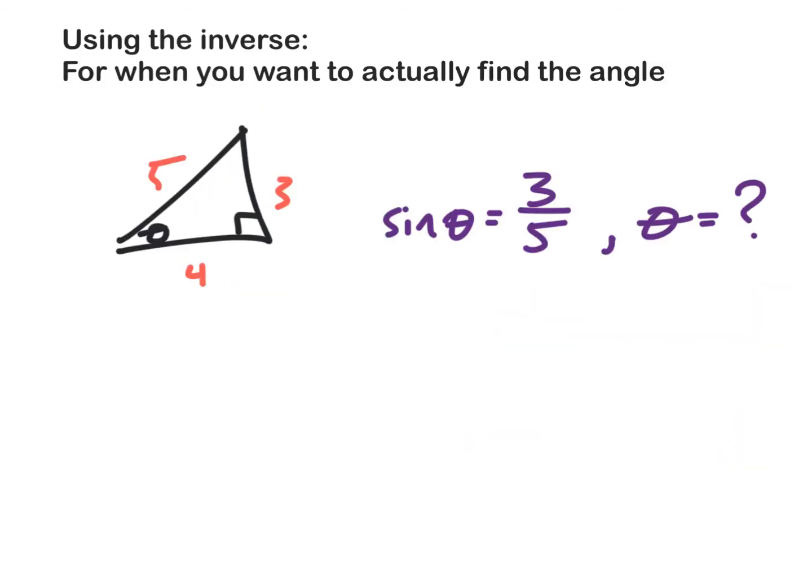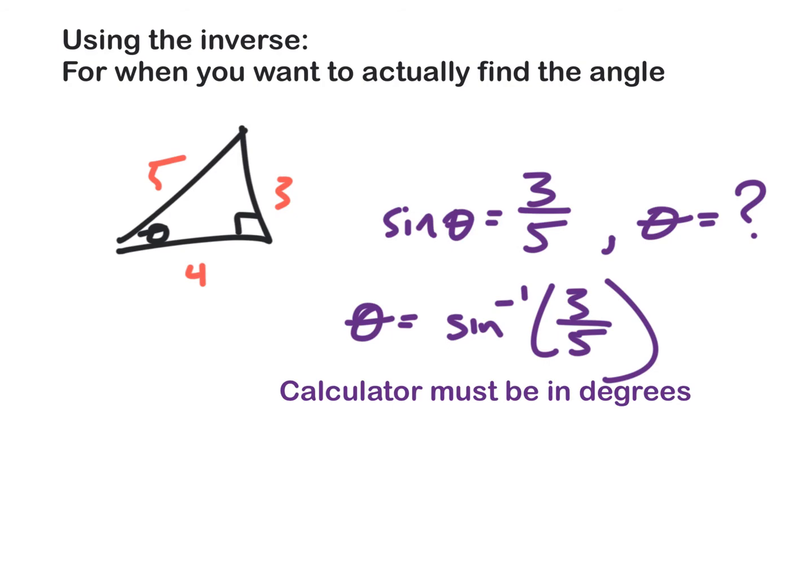Okay, so what if I actually wanted to figure out what that angle was, right? We saw in the last example that sine of theta was 3/5. So what does theta equal? Well, in order to do this, you would have to use the inverse of sine. So that would be theta equals the inverse sine of 3/5. And this button is on almost every calculator.